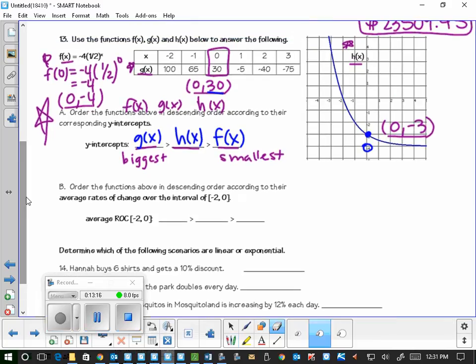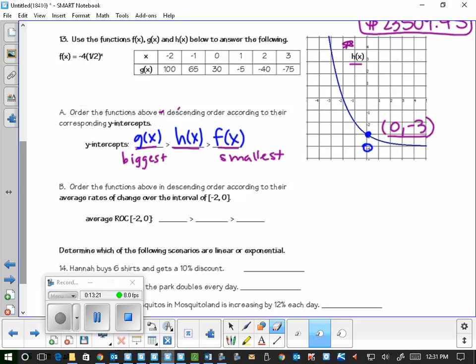I'm going to erase this work I've done because I need a little more room. So we're going to look for the average rates of change over the interval -2 to 0. Also, one thing I didn't point out, on number 13, is this linear or exponential? F of x is exponential, right? Because it has an exponent. Okay, what about g of x?